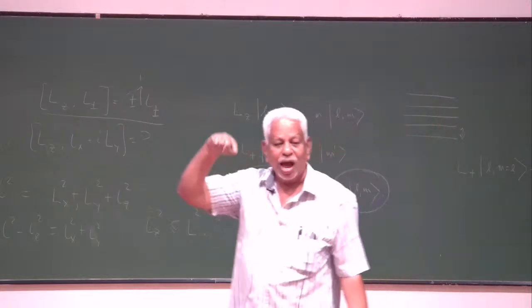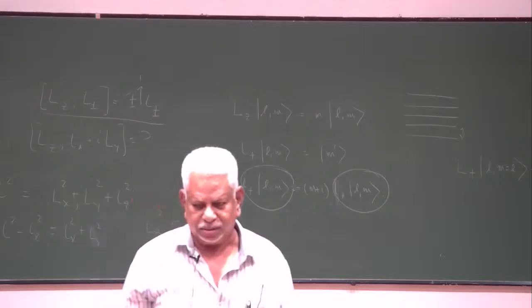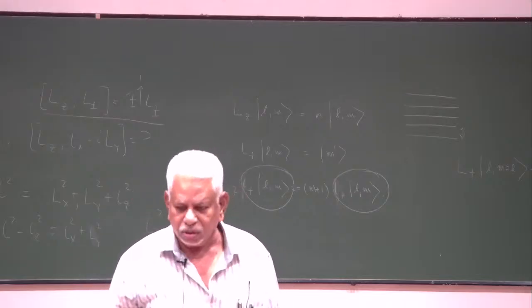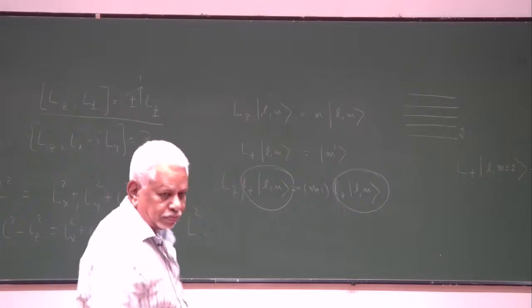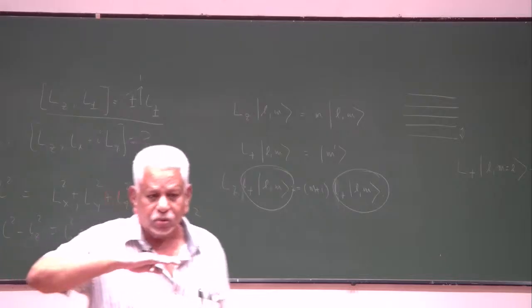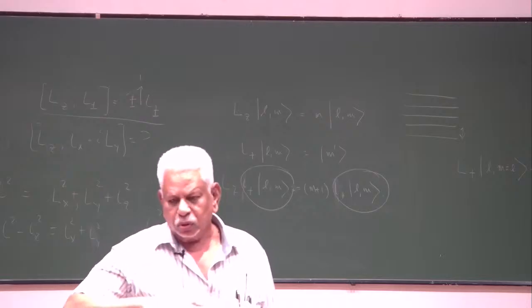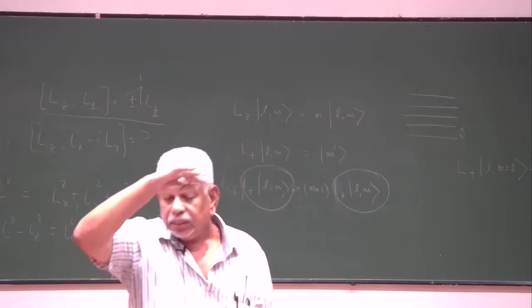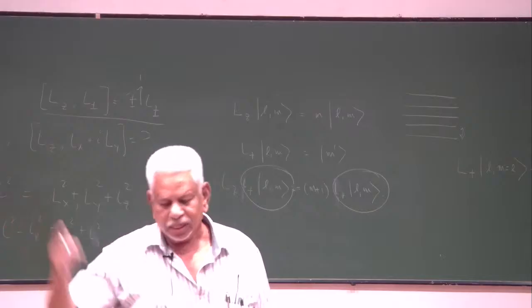That state is annihilated by the L plus matrix. So, you start with m equal to some value like 1, you may go up to 2 and then 3, and then that is it. L plus acting on that has to be 0.